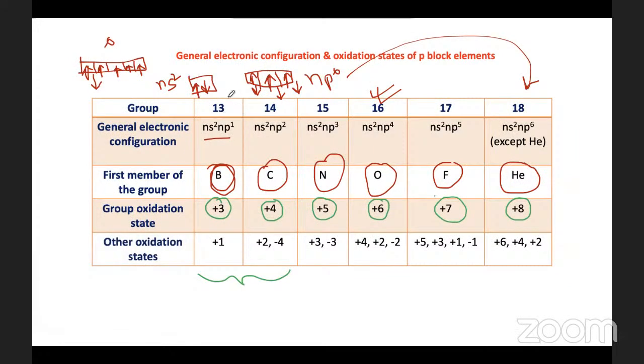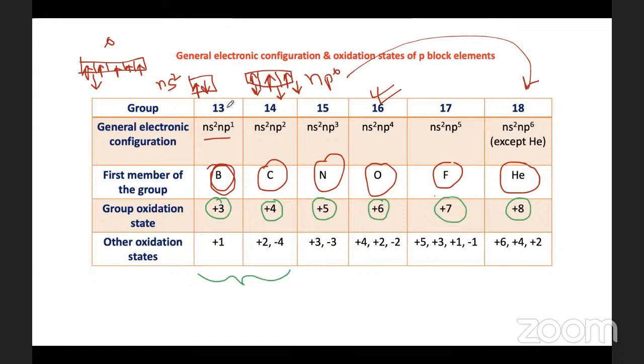So there is a trick by which you can understand how the exact element will be assigned to its corresponding oxidation state. So if it is a group 13 element, then the general oxidation state will be +3.